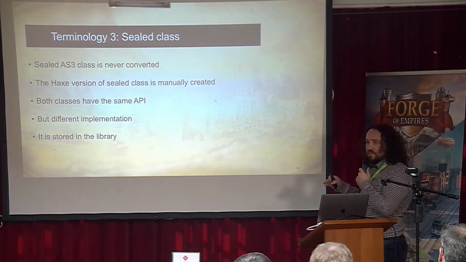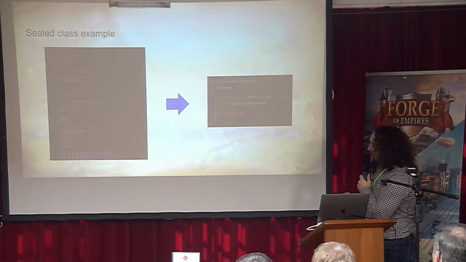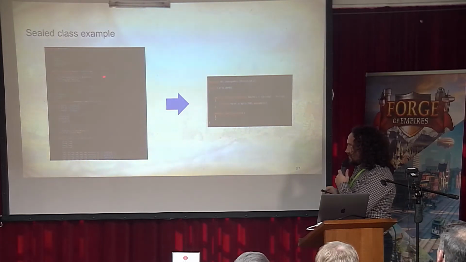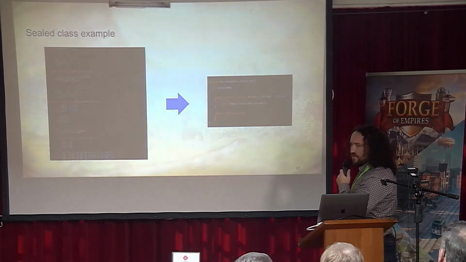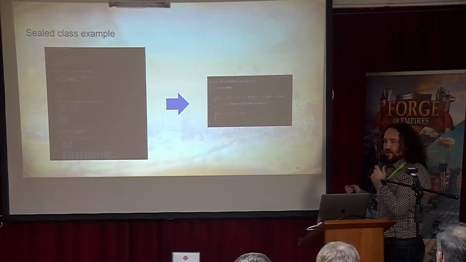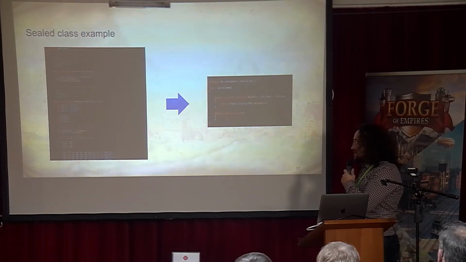I have one example of it. You don't see this, I guess, but that's actually good because this is a huge class. It's core lib MD5. This is the whole MD5 algorithm here, and in Haxe you have just one line. So that's just a perfect example of a sealed class.